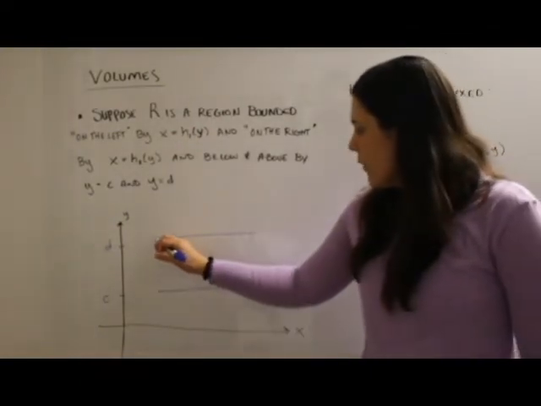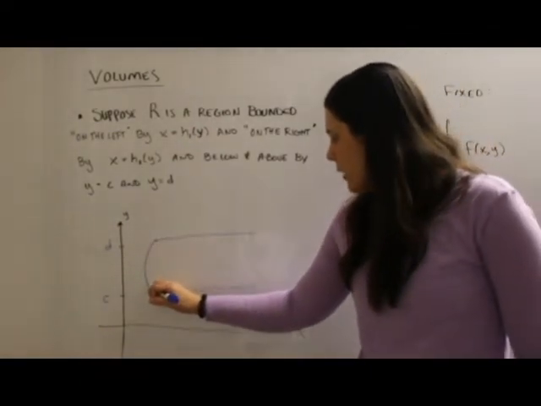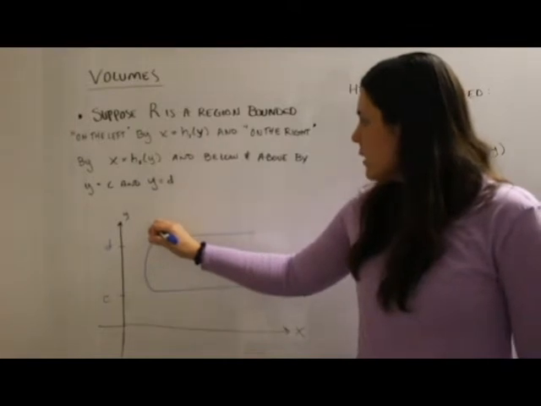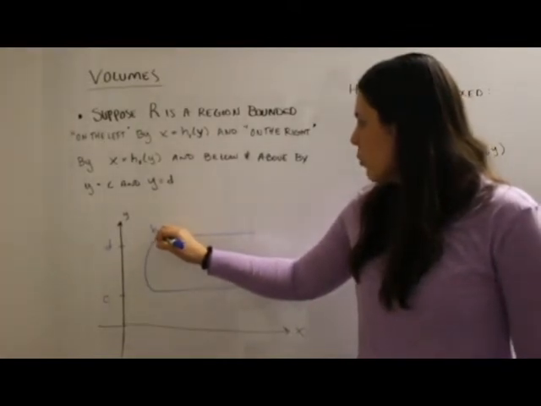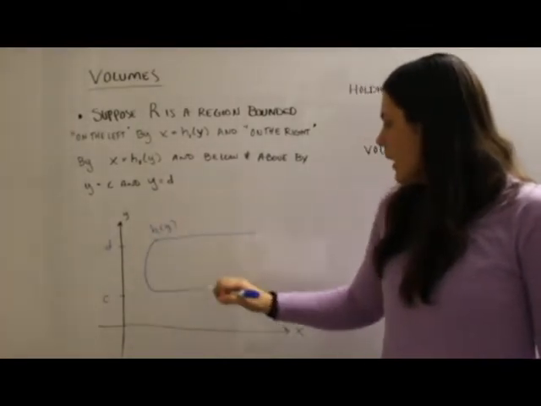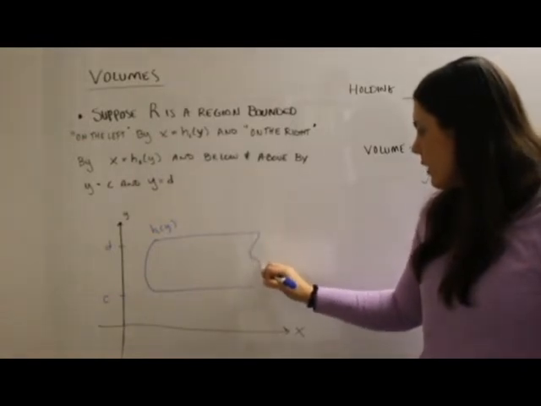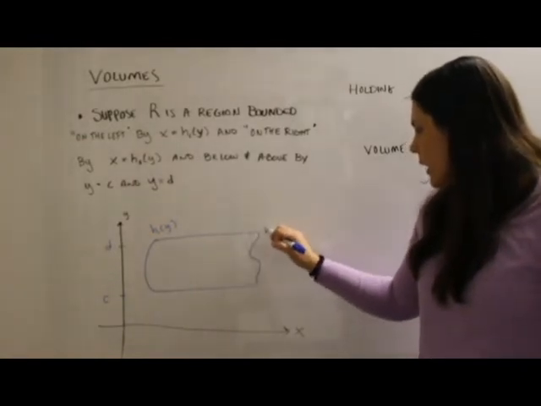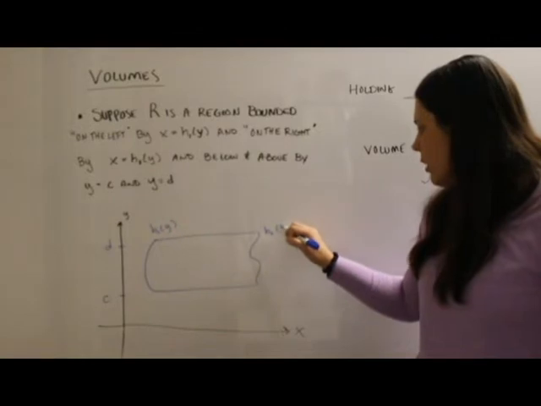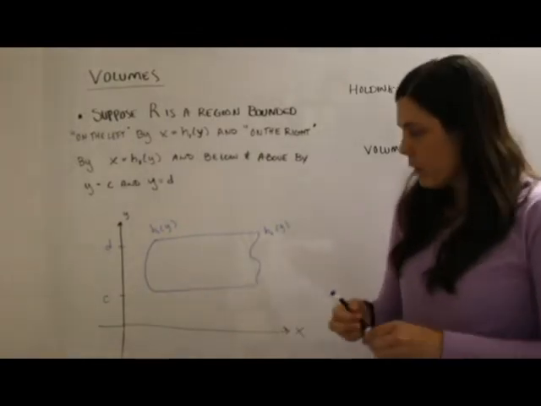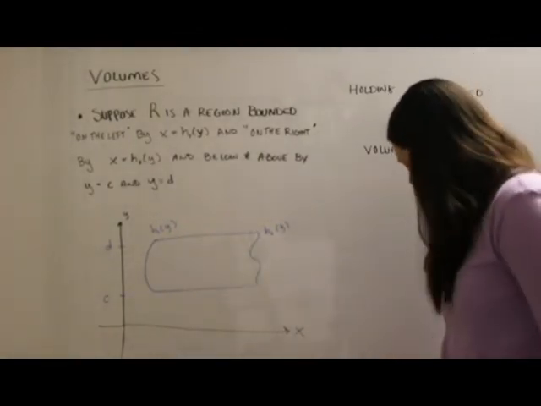They could be changing. And so maybe our left function looks something like this. And that's h sub 1 of y. And the right function, maybe it does something like this. And that's h sub 2 of y. So this would be our region that we're integrating over.